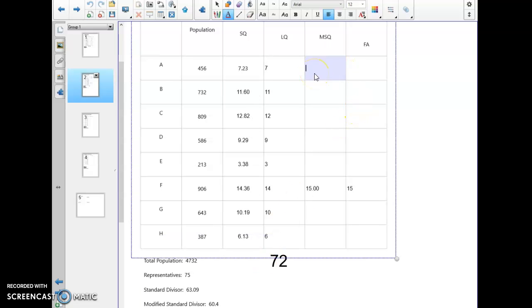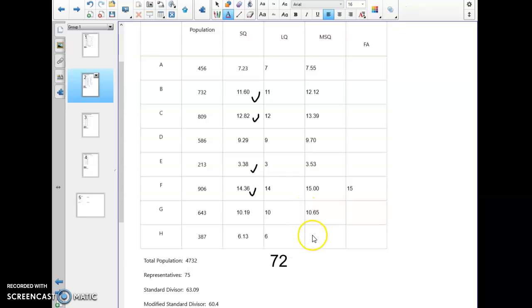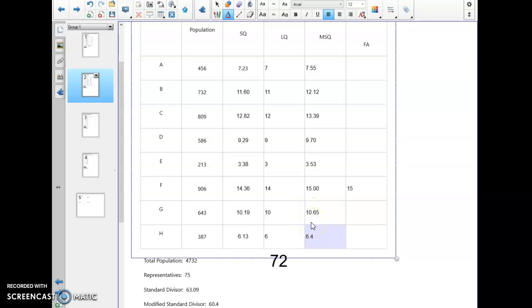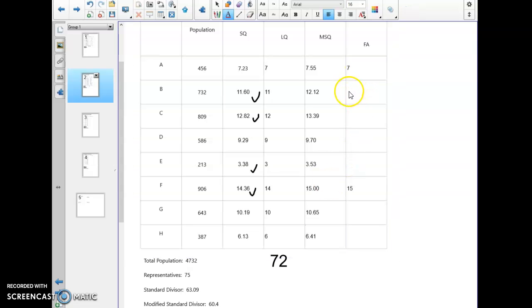When I divide all the populations by 60.4 now, I get 7.55. I get 12.12. I get 13.39. I get 9.70. I get 3.53. I got my 15. I get 10.65. And I get 6.41. And now when I do my final apportionments, they're all lower quotas.